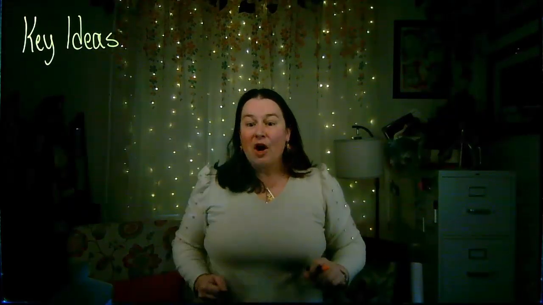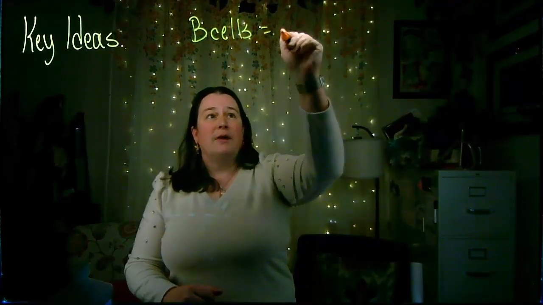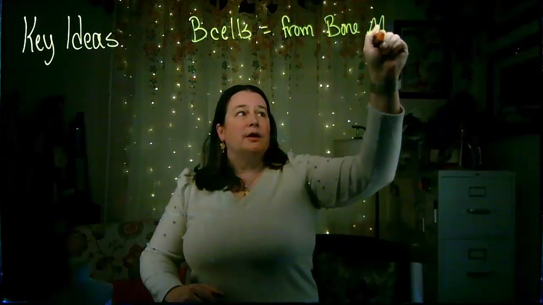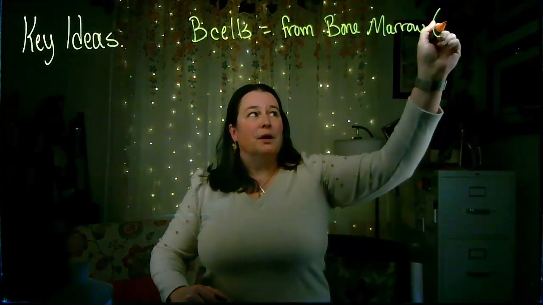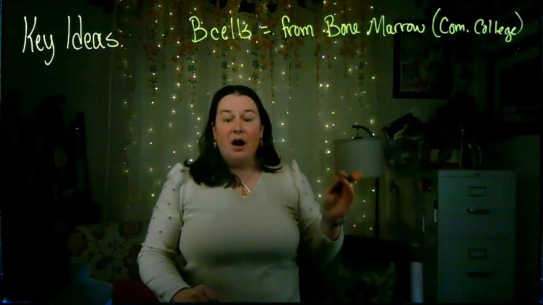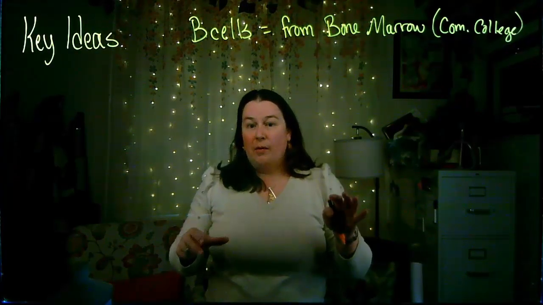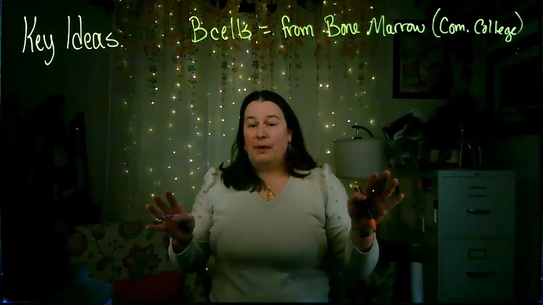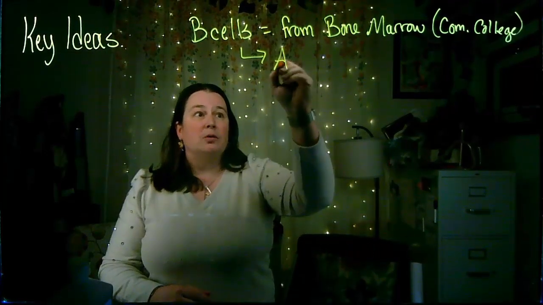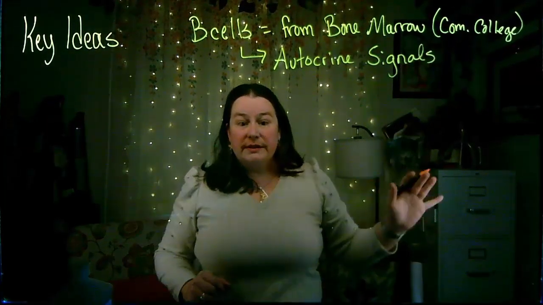Time for our key ideas. B cells come from and are raised in the bone marrow. So the bone marrow is where they're going to learn about, I'm going to put my joke of community college up here. B cells are going to figure out self from not self, dangerous from not dangerous in the bone marrow. The progression of these cells can happen all on their own without any other signaling. So B cells are capable of responding to autocrine signaling. And when autocrine signaling happens, this begins the cascade.